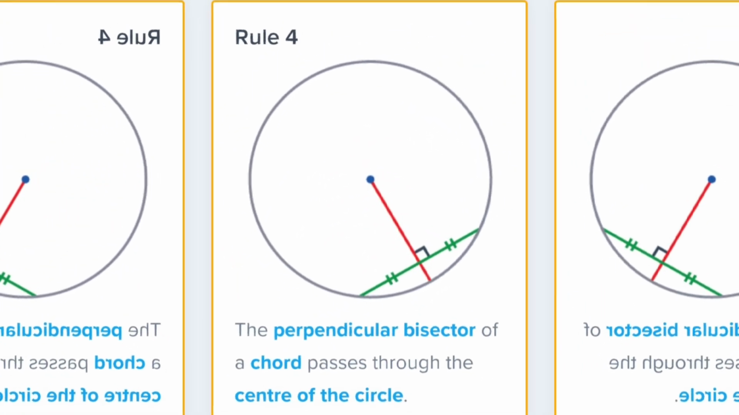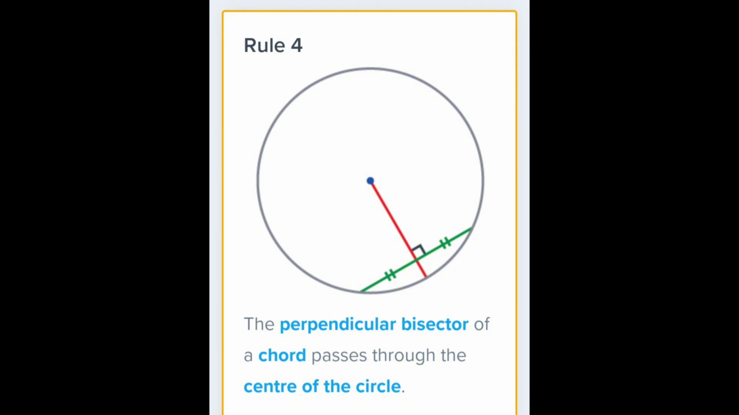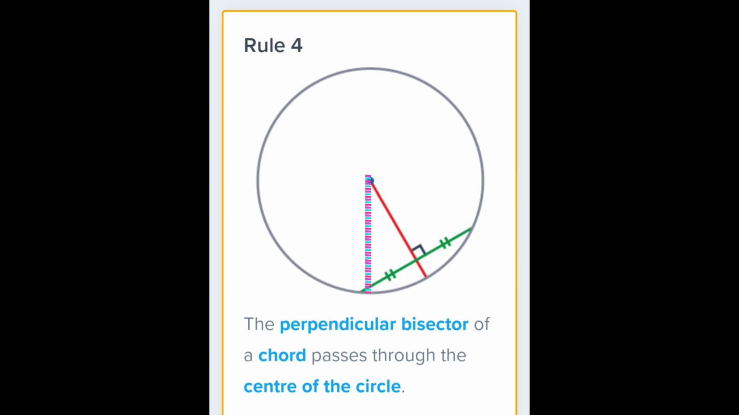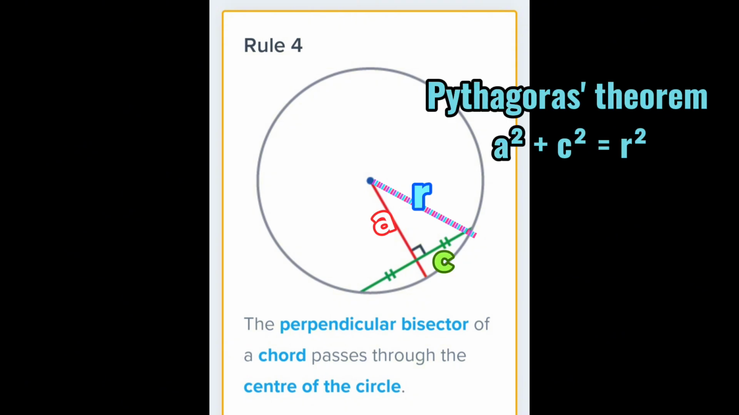In rule number 4, we have a line from the center of the circle perpendicular to the chord. This line we call the upper thumb. The upper thumb is always perpendicular to the chord and bisects the chord into 2 equal parts. If you draw the radius of the circle from the center to the end of the chord, then this radius, the upper thumb and half of the chord will form a right angle triangle where you may use your Pythagoras formula.